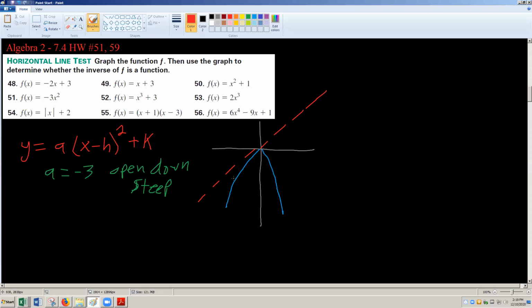But basically, if this doesn't pass the horizontal line test as is, then the inverse is not going to pass the vertical line test. Oh, that's what it wants us to do anyways. Perfect. All right, so we're not even going to do the algebra part of it. We'll just stick with the horizontal.